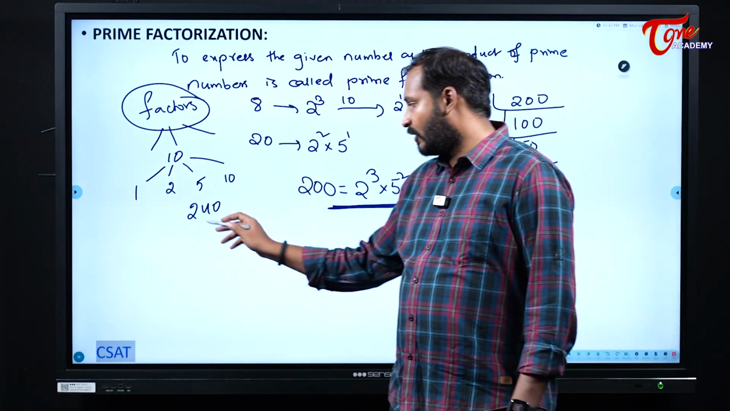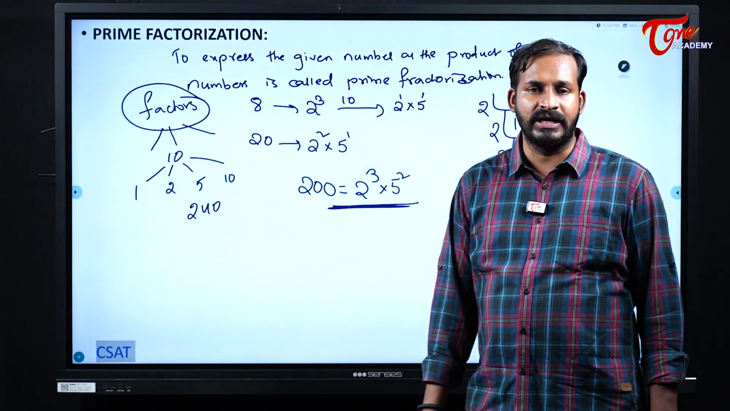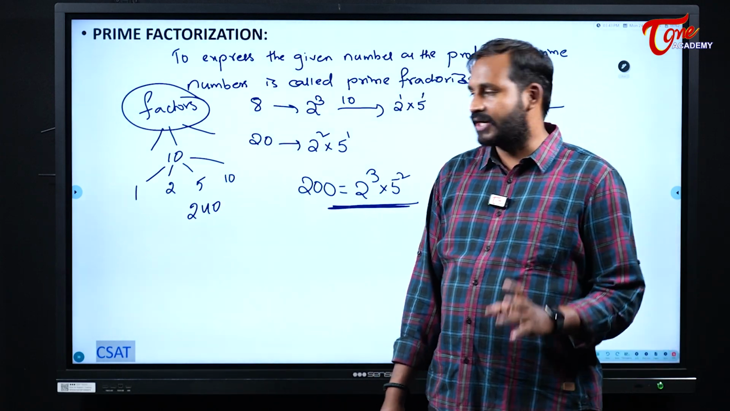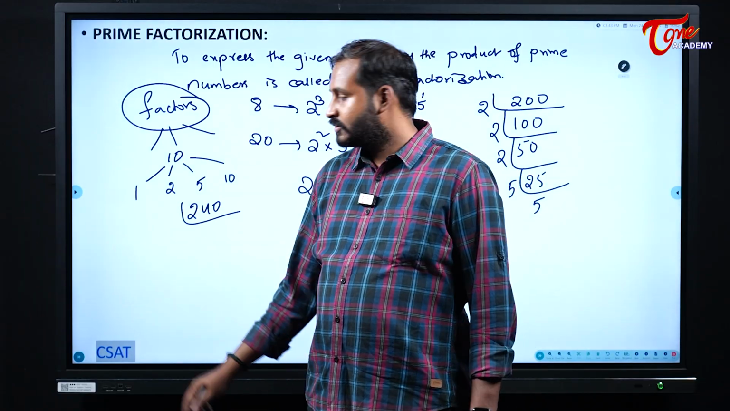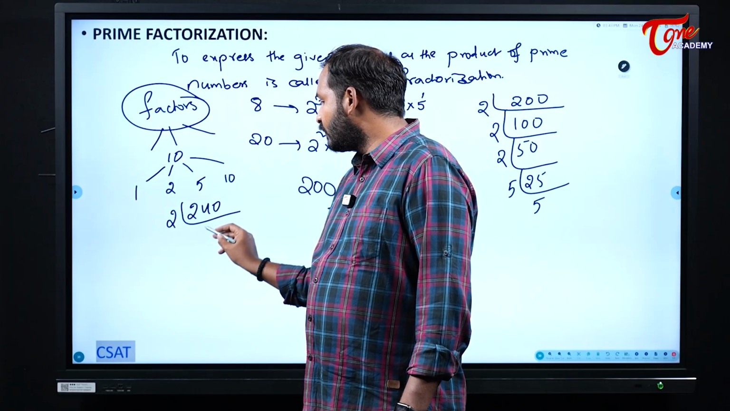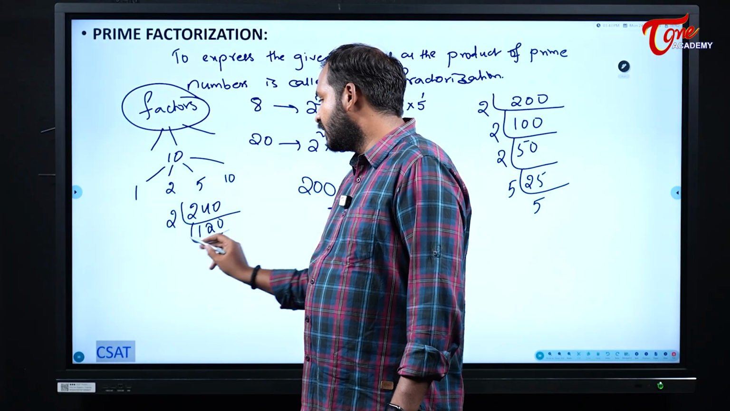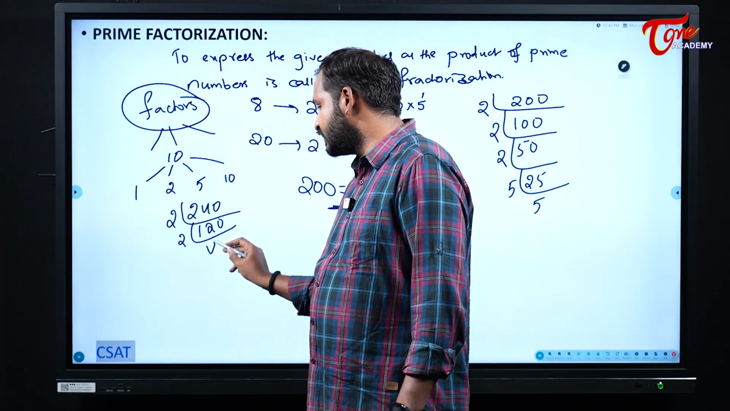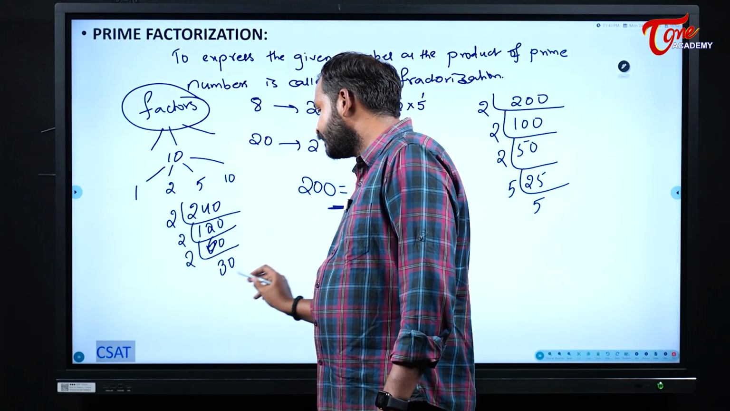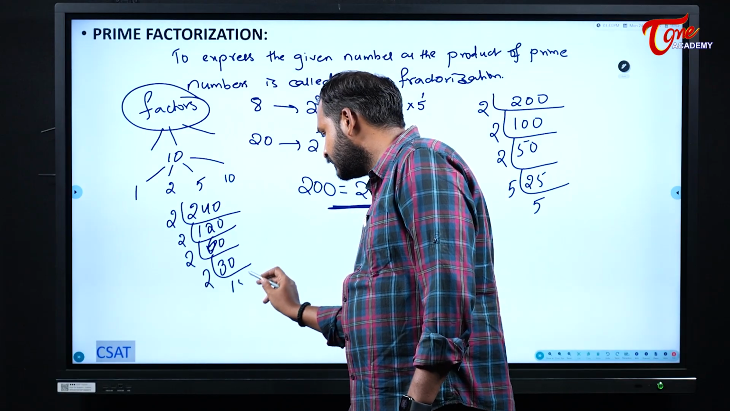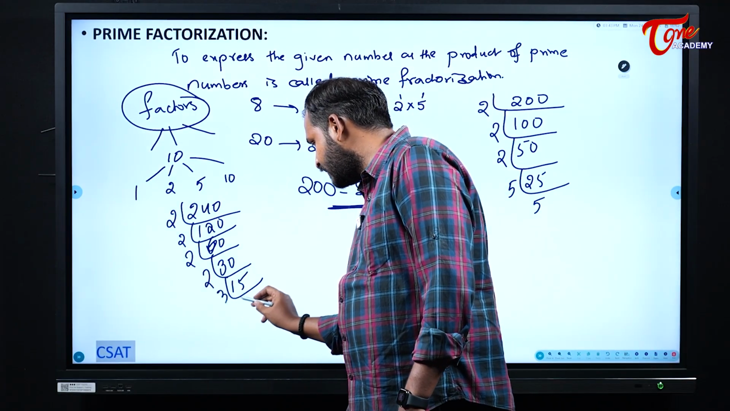To avoid this problem, how can we find the factors? To find the total number of factors for 240, do the prime factorization of 240. So what can you write? 2 120s are 240, next 2 60s are 120, next 2 30s are 60, next 2 15s are 30, next 3 5s are 15.